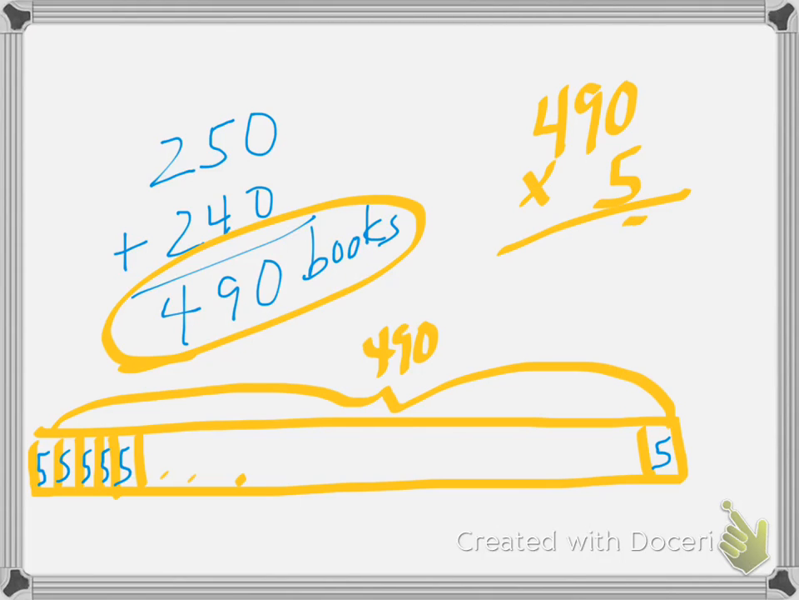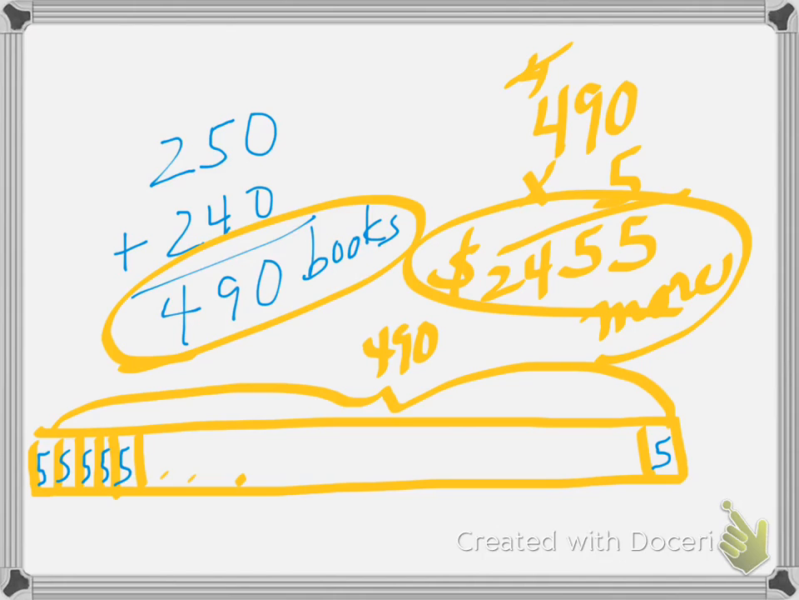So 5 times 0 is 0. 5 times 9 is 45. Carry the 4. 5 times 4 is 20, plus the 4 is 24. So they would have $2,450, which is more than the $2,000 that they wish to earn.